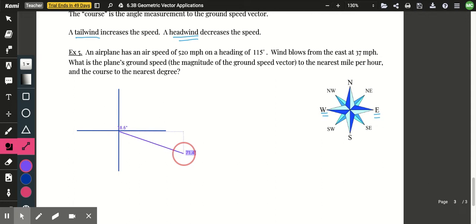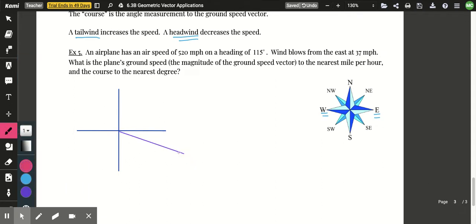Not so close to south, though. So here we go. I'm going to make that one kind of long also because it's supposed to have a magnitude of 520. That should have been purple. There we go. So I'm going to go ahead and label that as 520 miles per hour. I'm also going to label the angle that we used there. That angle right there was 115 degrees.